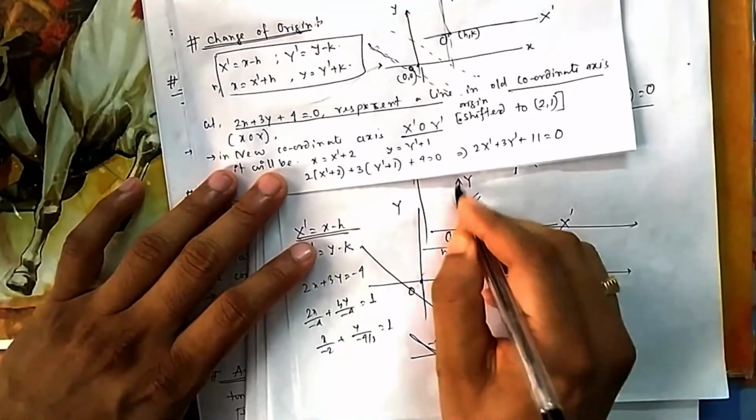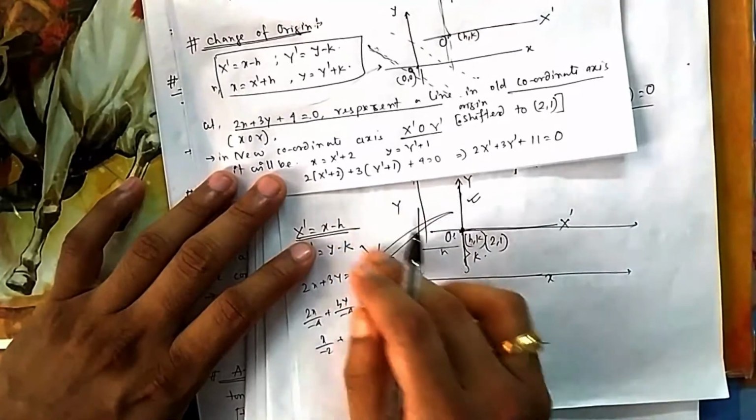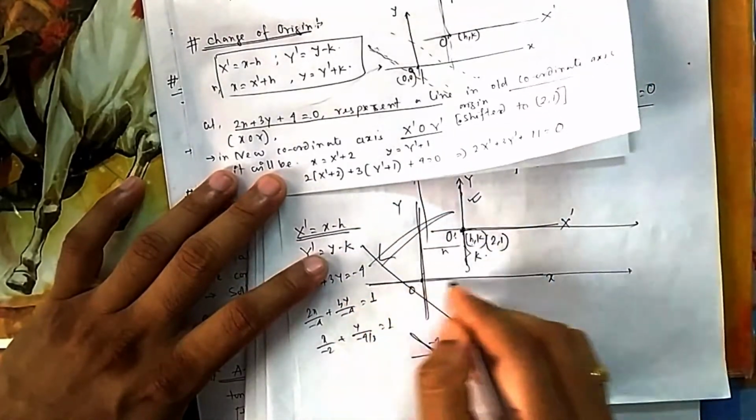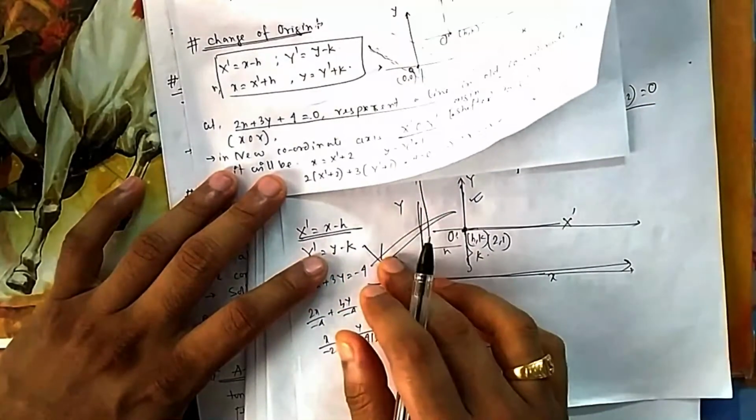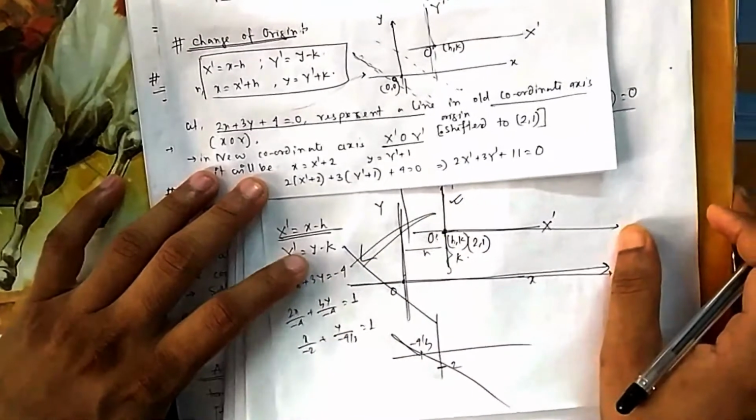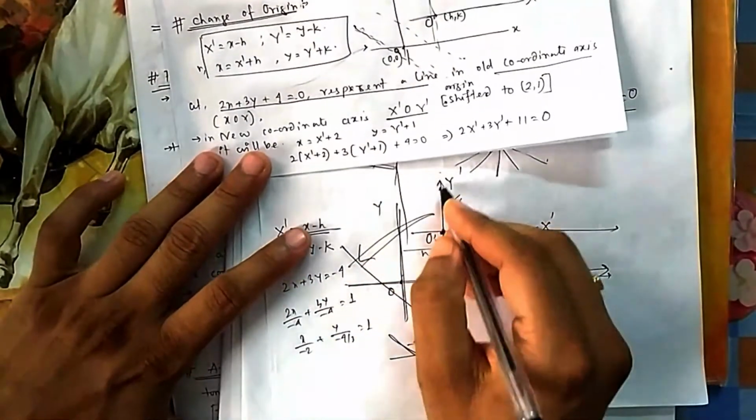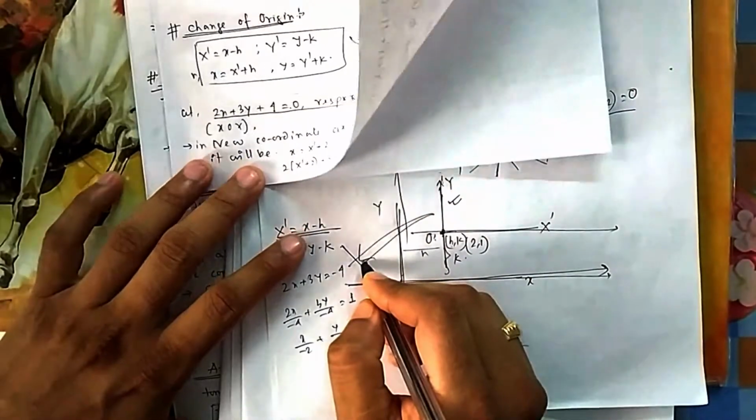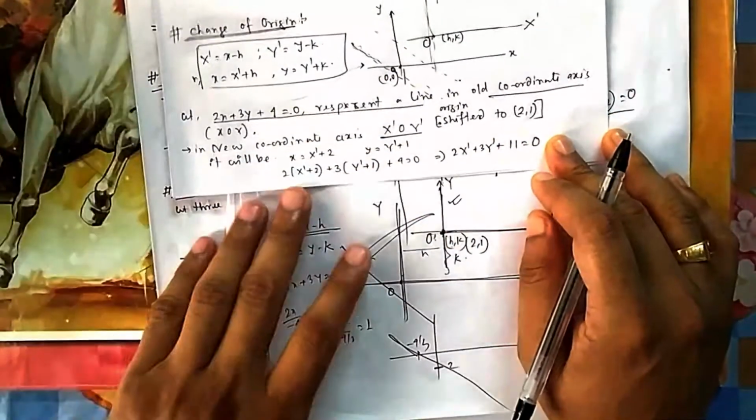Now with respect to this axis, what will be the equation? This equation will not be the same, because this was with respect to the old axis. If you change the axis, then everything changes. I told you in the very beginning of coordinates. So here we have changed the axis, so this equation will change. So what will be the new equation?